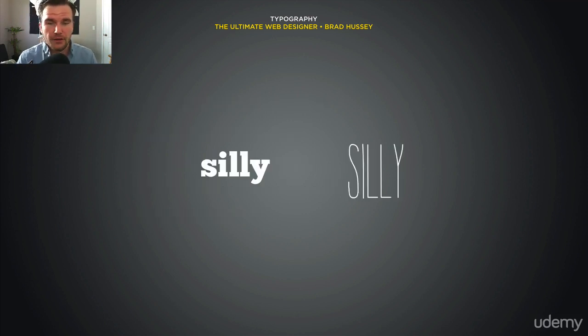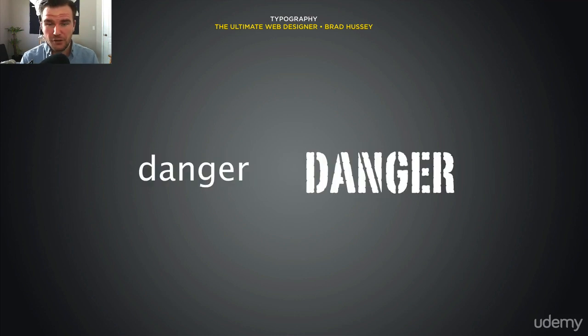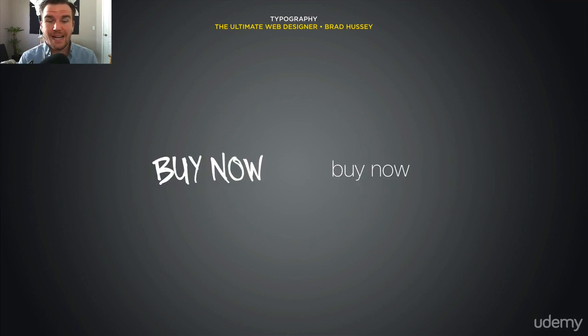So for example, here you could see the word silly using different typefaces has a different meaning. Same here with danger. Which one here specifically comes across as danger? Which one gives more meaning to the word? Same here with by now. You could see that these have different meanings.